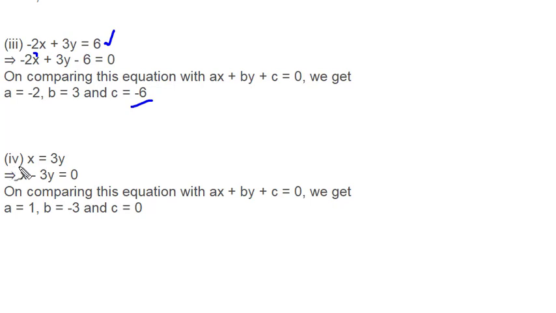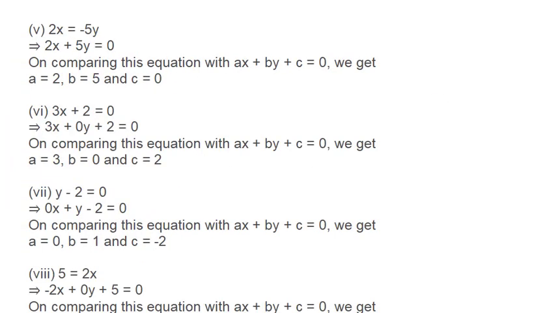Question number 4. This is x equal to 3y. So again what you have to do is make the right side 0. So it becomes x, this is plus here, so it becomes minus 3y. So x minus 3y equal to 0. Now compare with this one. How much is a? a is 1. How much is b? b is minus 3. How much is c? Because there are no terms here, c is 0.